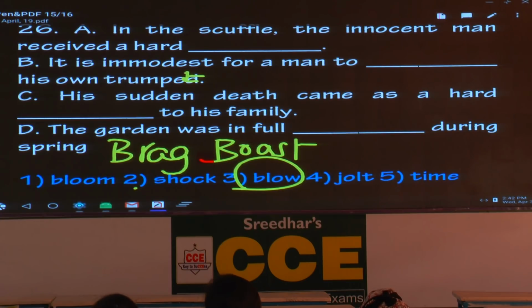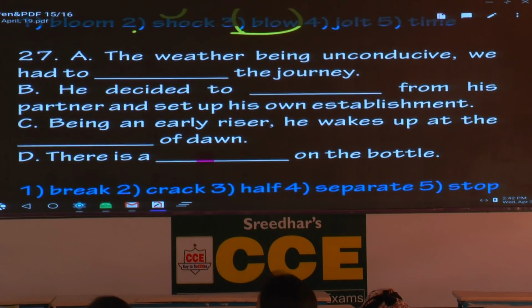Not easy. That's why I said this paper is all about to what extent you can handle stress and to what extent you have patience. This paper requires a lot of patience. Shall I move on to the next one?